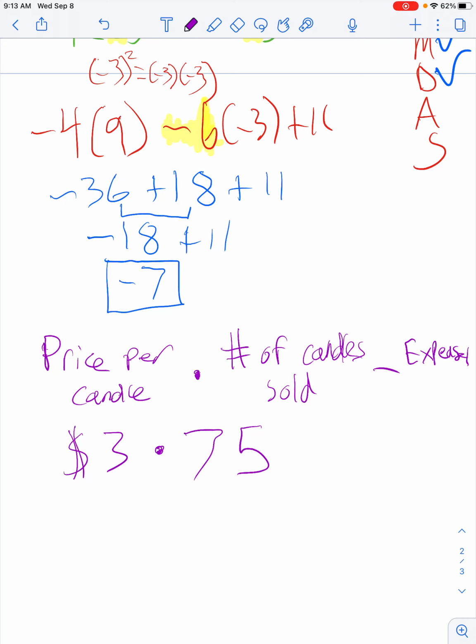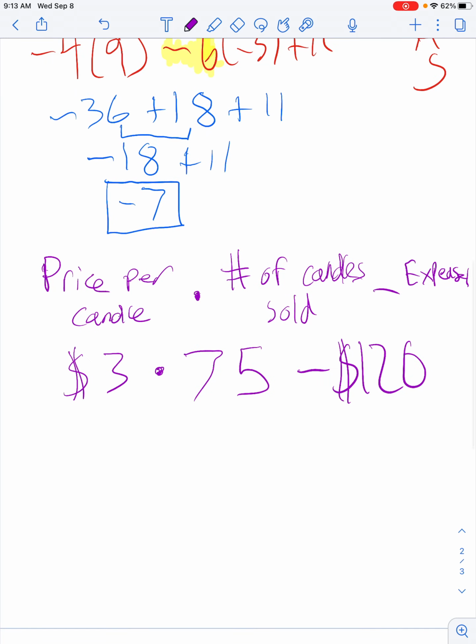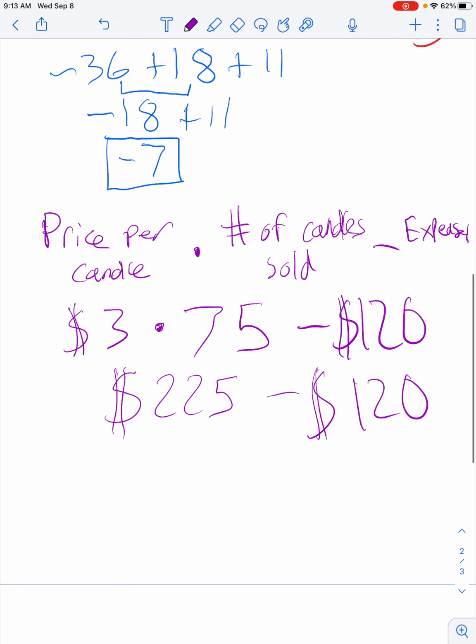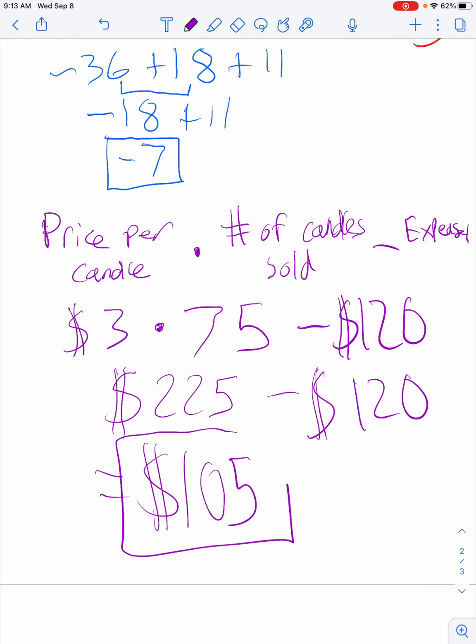However, in order to sell these, I had to rent out a booth so that I could actually get customers. And I also had to buy the materials to make the candles. So let's say that our expenses cost $120. So if I take 3 multiplied by 75, that means I'm going to have initially $225. But I have to take away my expenses. So if I do that, I'm going to end up with a profit of $105.